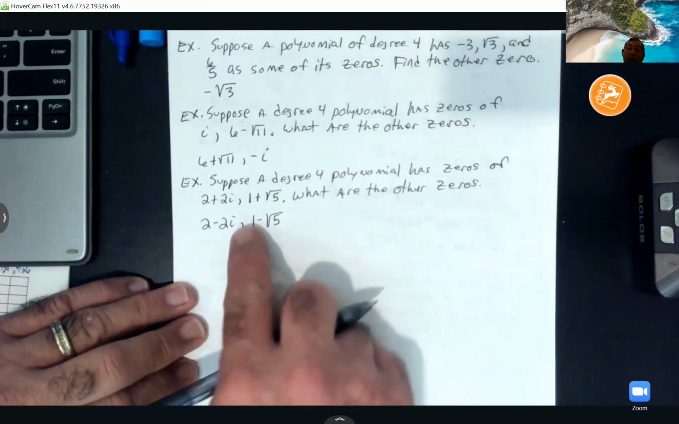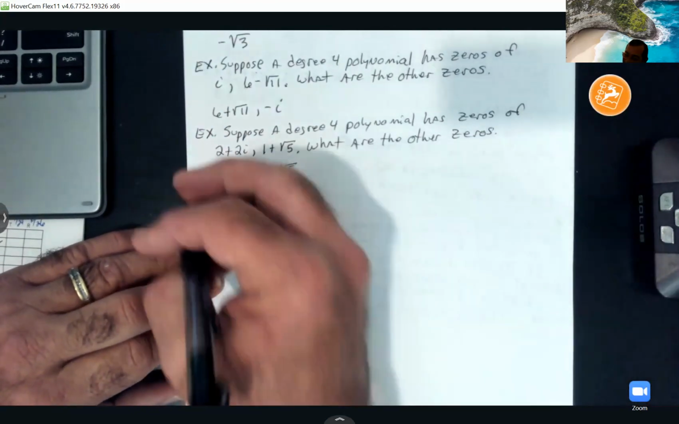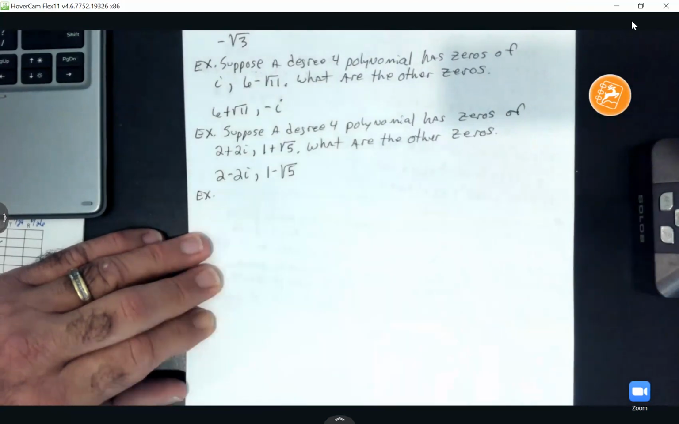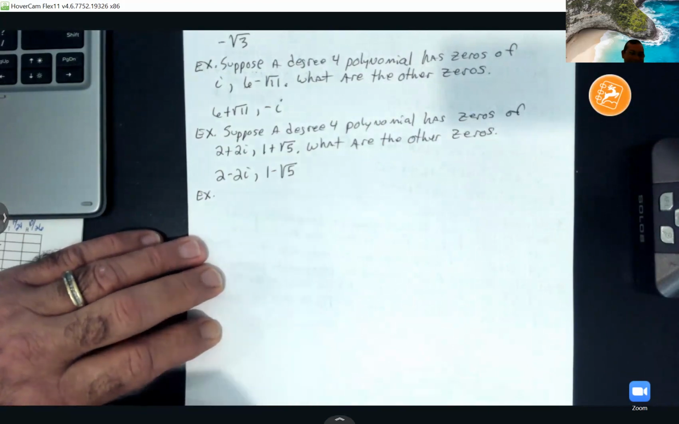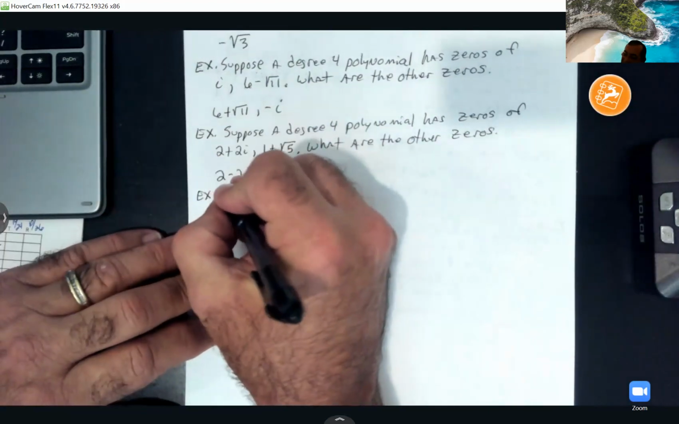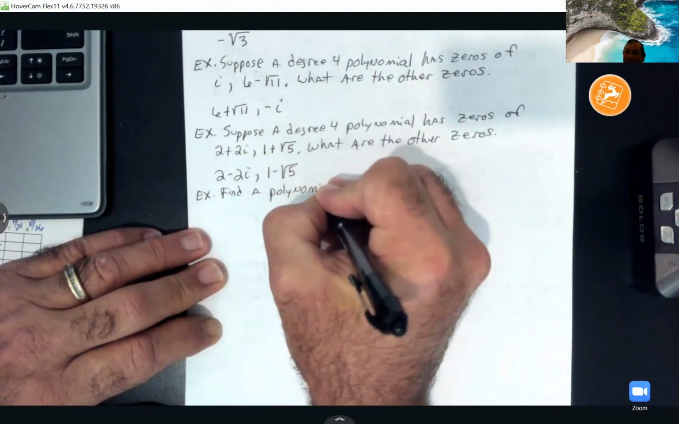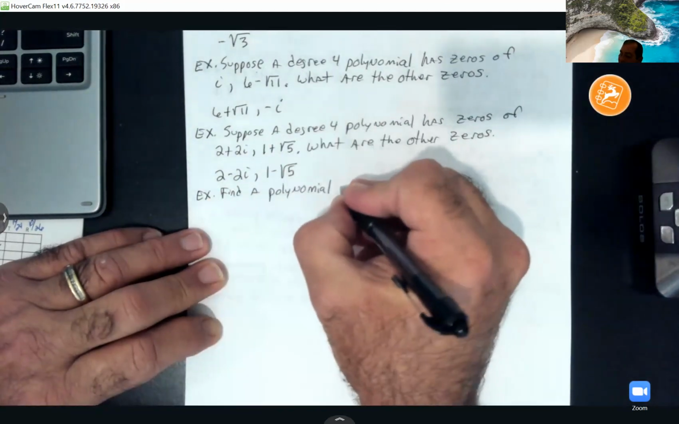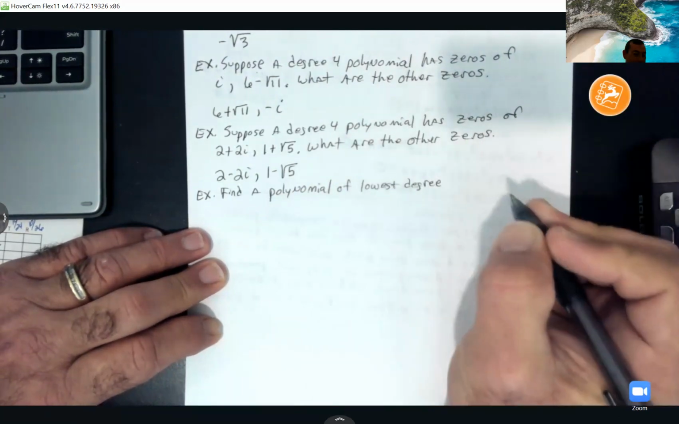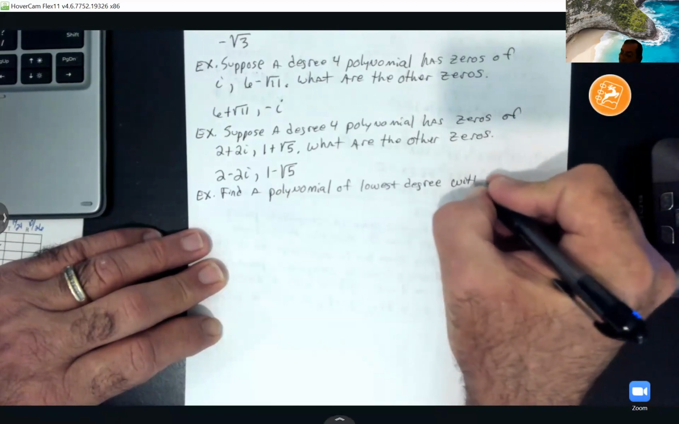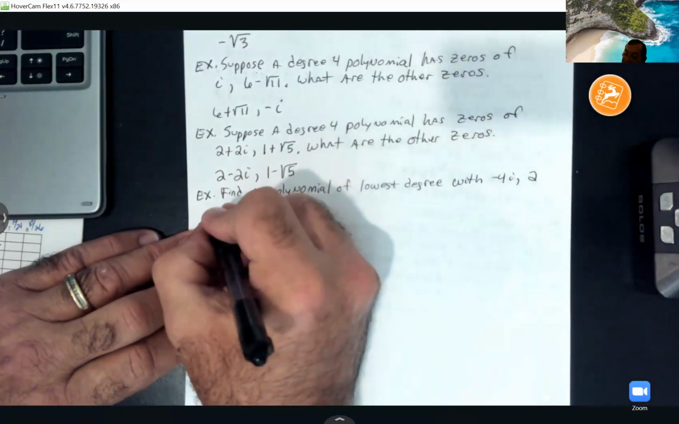Now I'll tell you why they're letting you know this kind of information for what's coming up here, y'all. Back to the foiling. I was just going to get ready to say, you must be getting ready to throw us a curveball. Now, check this out. We're going to find a polynomial of lowest degree with negative 4i and 2 as some of its zeros.